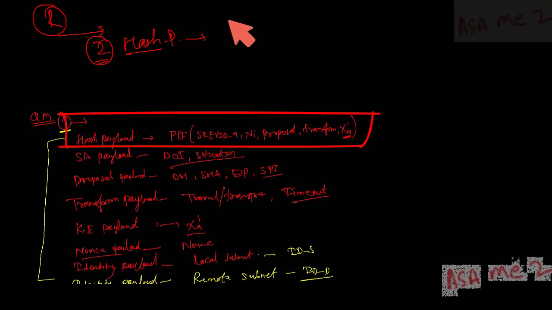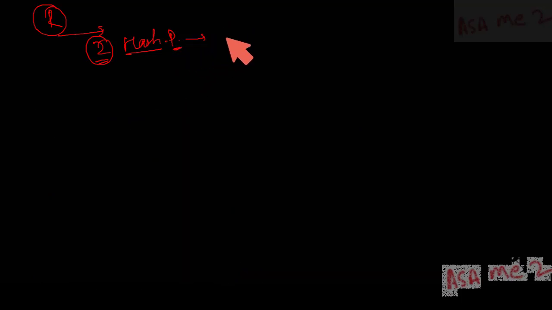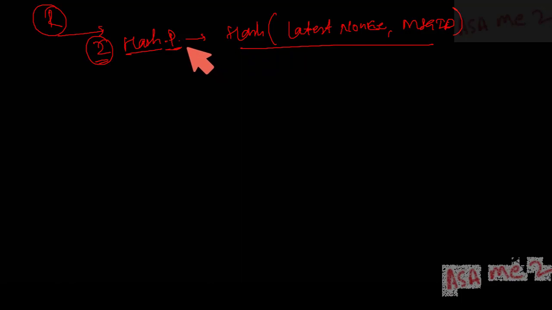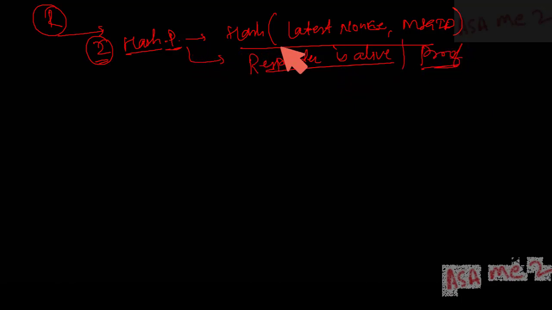So this hash payload will be considered as a kind of proof of the responder's liveliness. It will contain the hash of the latest nonce as well as the message ID field from the previous message. So this is just to tell the initiator that the responder is alive, to confirm the responder's identity, or consider it as a proof. And this will also confirm that the responder has received your first packet and it's ready to receive the encrypted data now, because there is going to be no more packets from the responder, right?